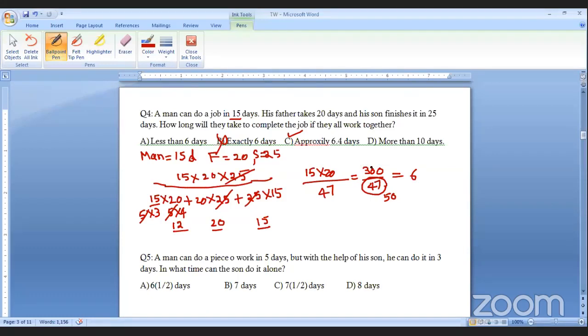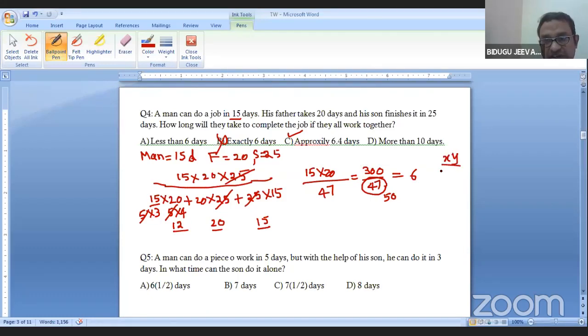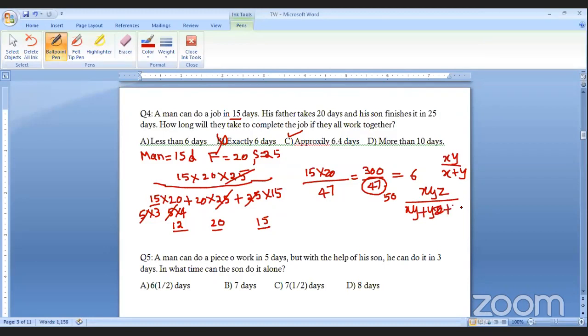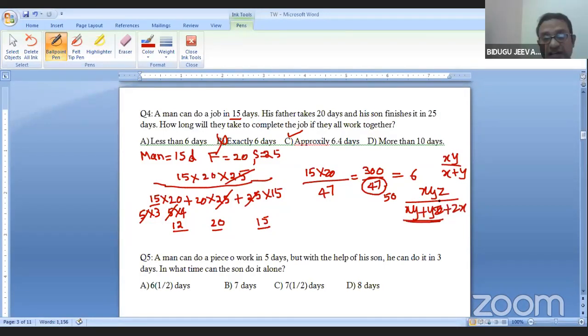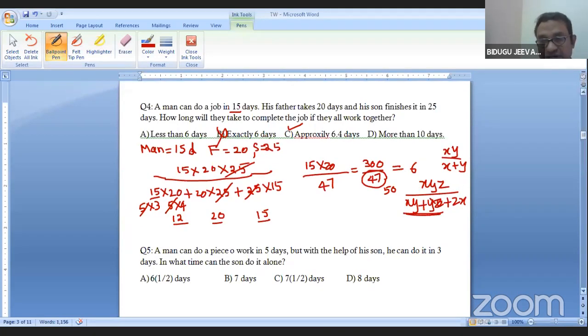One is XY by X plus Y. We have done one model, and we have done XYZ by XY plus YZ plus ZX. Two models we have done. Fine. Let me go with another one.